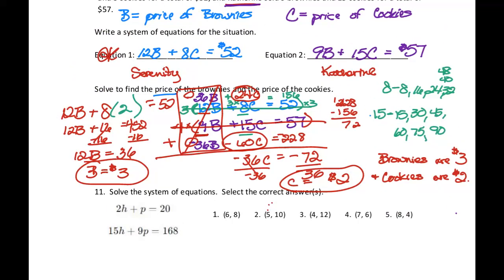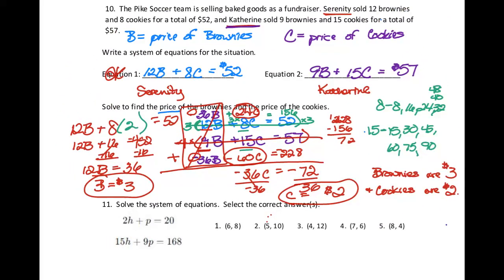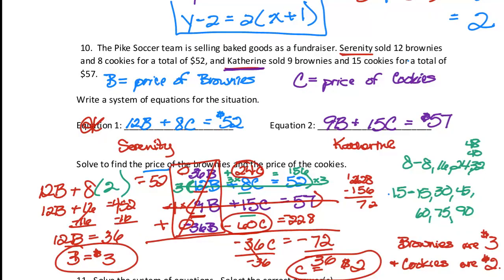Questions on 10. Could you do that tomorrow? No? What's the hardest part? Now, could you come up with the original equations? 12B plus 8C, $52? You could do that. I mean, it says she sold 12 brownies and 8 cookies, right?